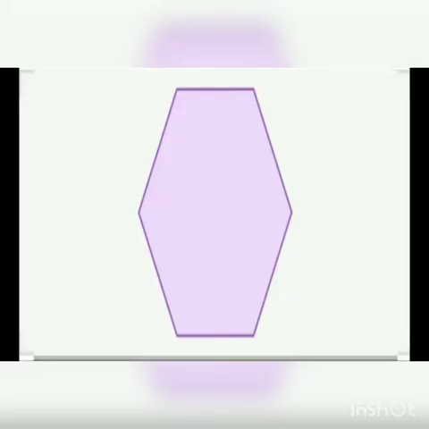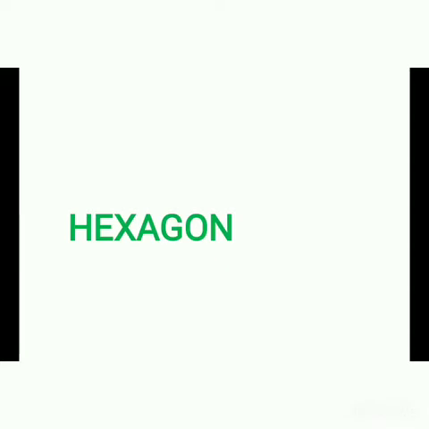Next, how many sides are here? 1, 2, 3, 4, 5, 6. There are 6, isn't it? So, what is the name of a six-sided polygon? Hexagon. A five-sided polygon is a pentagon. A six-sided polygon is a hexagon. A seven-sided polygon you are not studying this year, but when you go to higher classes you will be studying it.